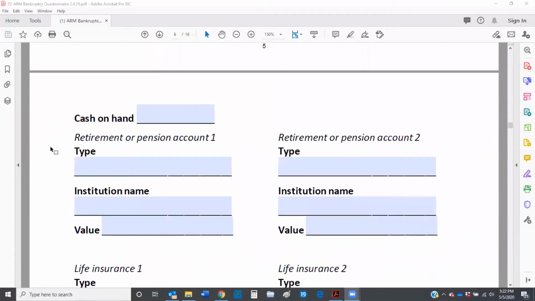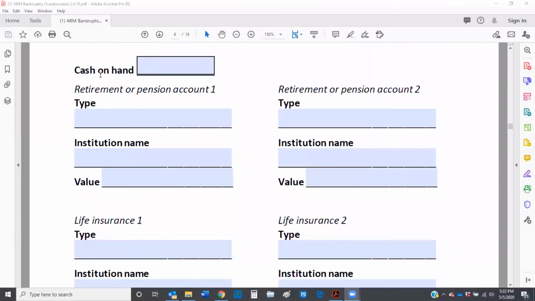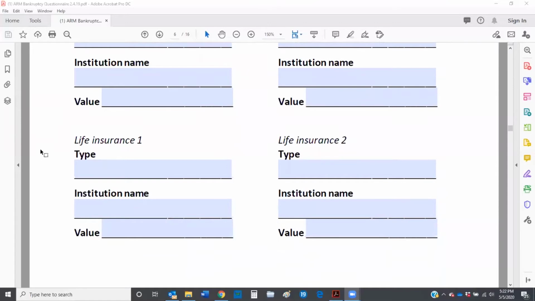Our next page continues to talk about financial accounts. What is your cash on hand? Everyone has some sort of cash on hand, even if it's just pennies in their car. Please just estimate how much cash you have on hand. It also asks about retirement accounts, pensions, and life insurance.